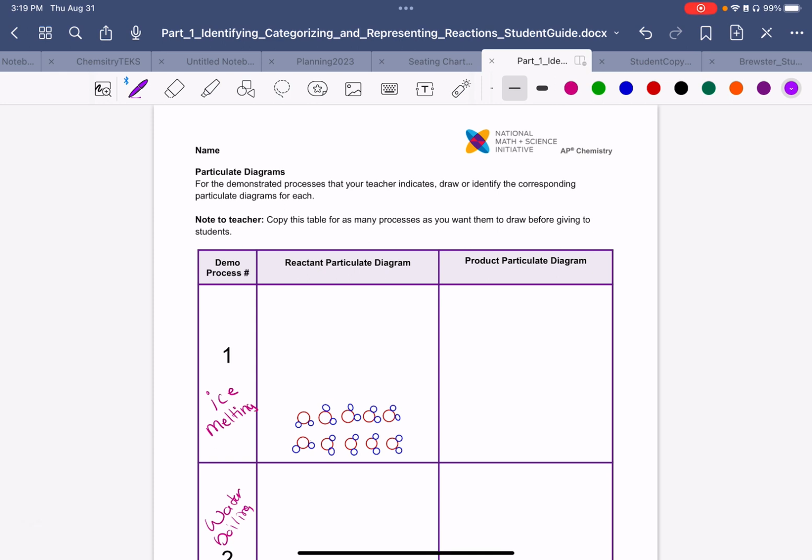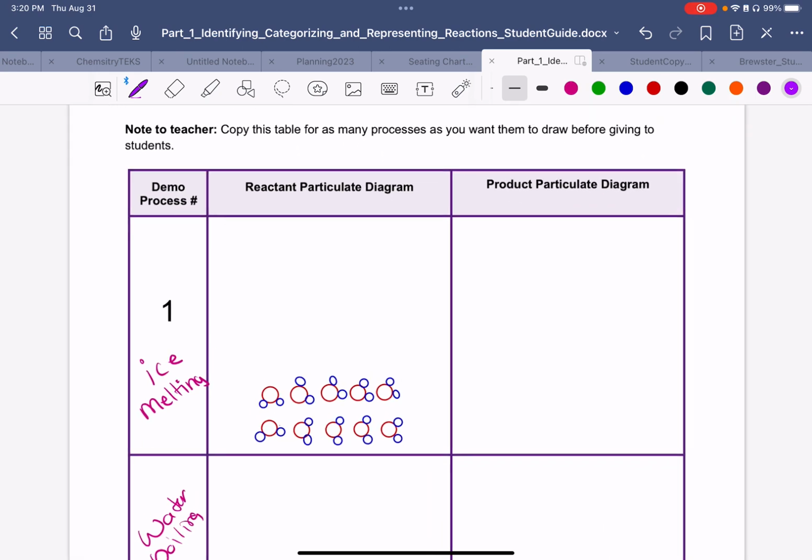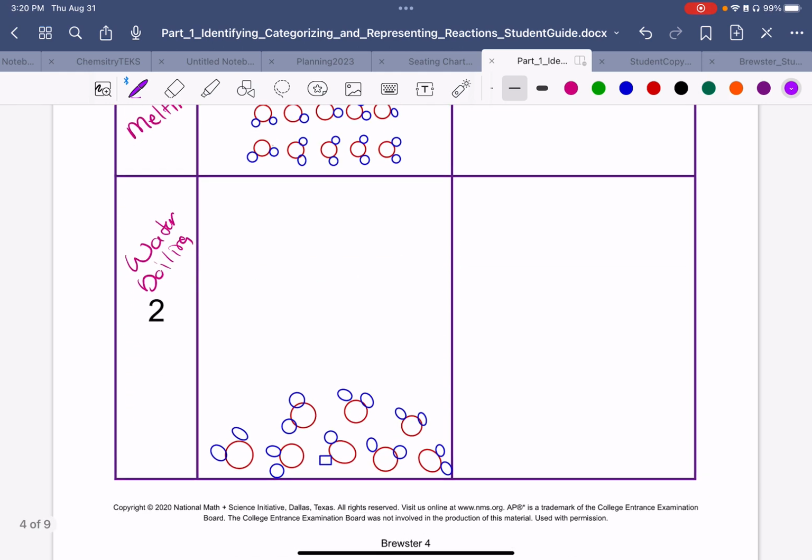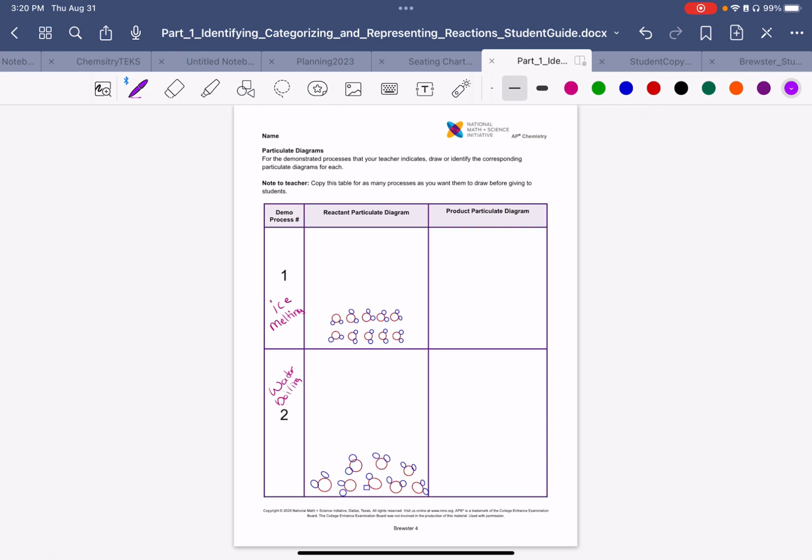So what I'm going to do is present to you the starting part of this so that you can try to figure out how to do the second part of it. For instance, here's number one, that was the ice melting. I'm giving you the starting part of it, and I want you to figure out what that particulate diagram would look like on the second part. Then here's water boiling. I'm giving you the starting point. What does it look like as it moves from liquid to gas phase?